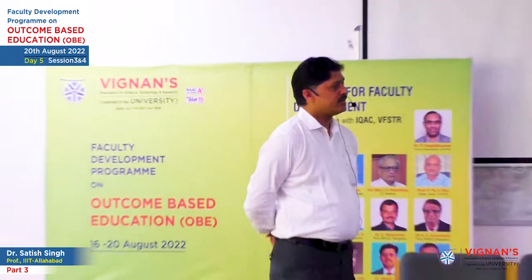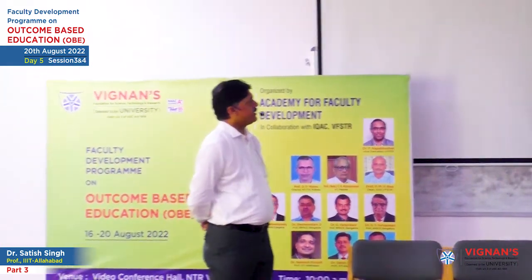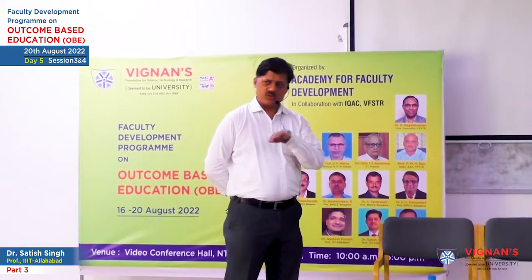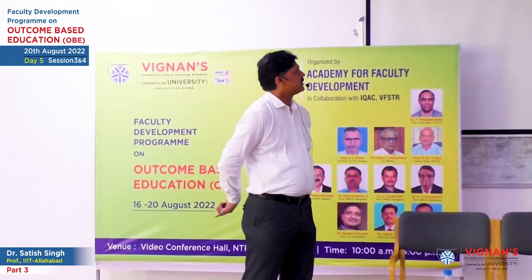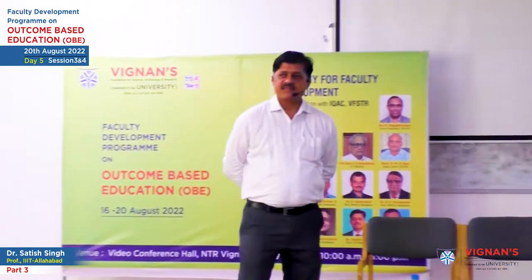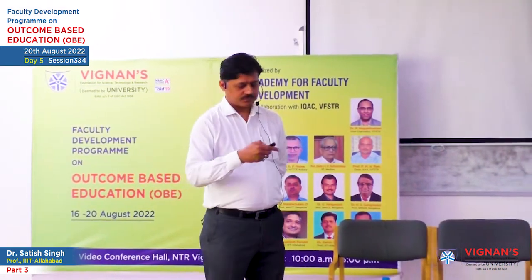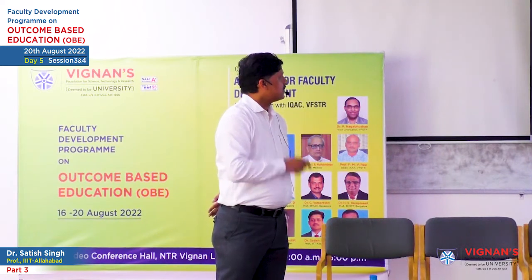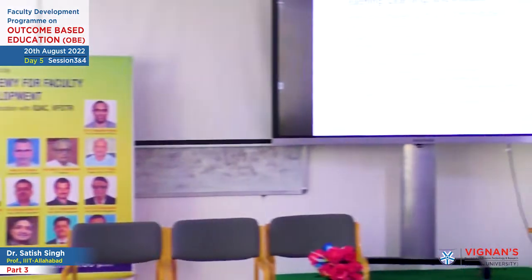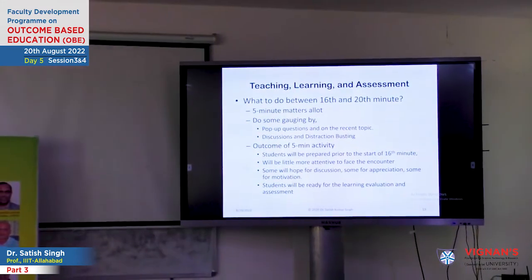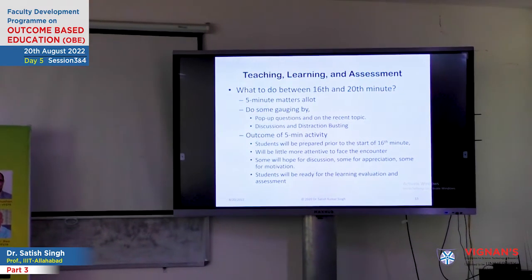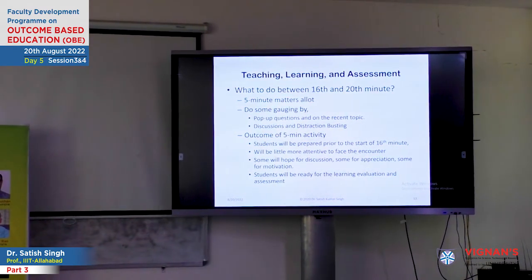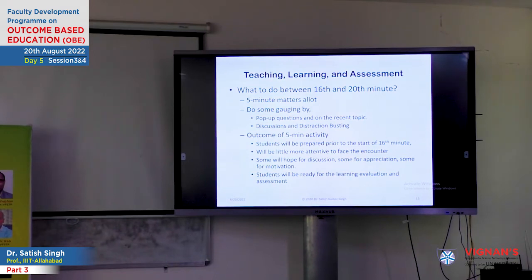Do some gauging by pop-up questions on recent topics which you have just discussed. We used to call this discussion and distraction busting. So, the outcome of the 5-minute activity: you give 5 minutes to these kinds of activities, and at least you can discuss with one student.